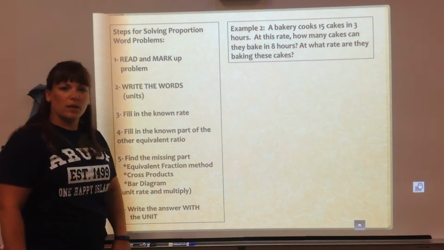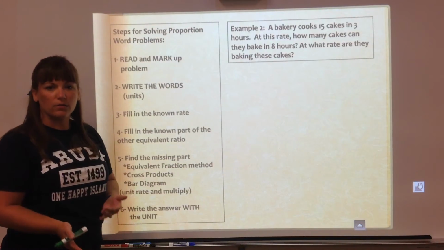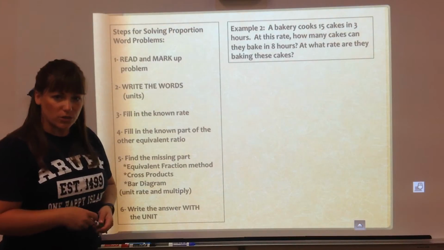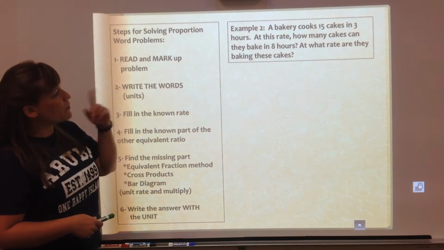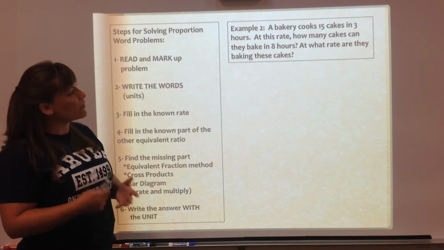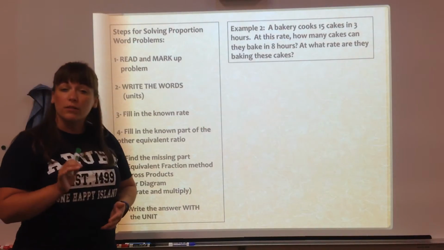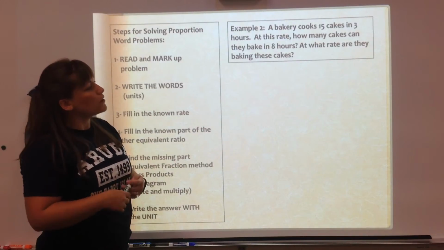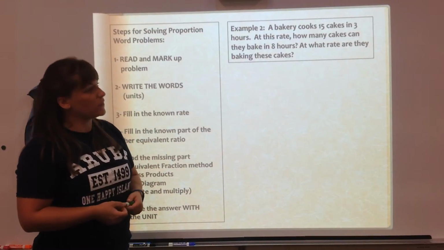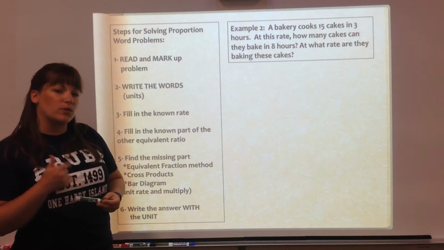The last example is one for you to try on your own, and then I'm going to come back and walk you through it just to make sure you understood it and did it correctly. A bakery cooks 15 cakes in 3 hours. At this rate, how many cakes can they bake in 8 hours? There's an additional little question at the end saying at what rate are they baking these cakes at. So go ahead and try this one. Pause and then resume when you're ready.